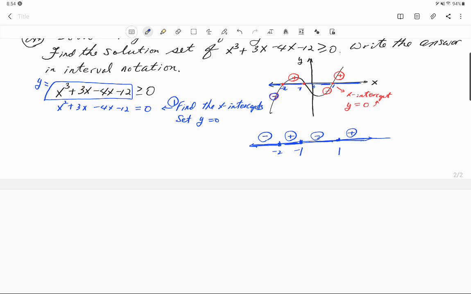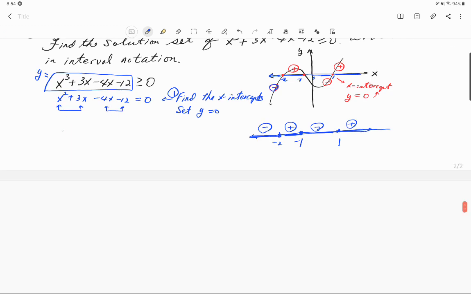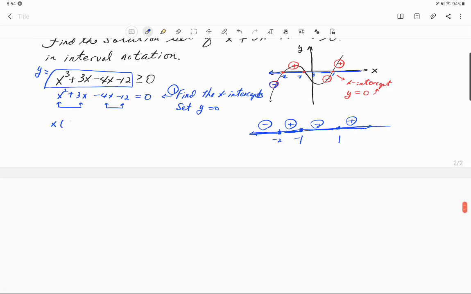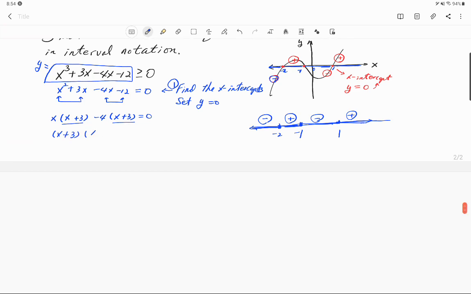Then from this, let's factor these 4 terms. Then maybe we can use grouping. So factor out x from these first 2 terms, then we have x plus 3. And then for the second group, factor out -4, then it will be x plus 3 equals 0. So here the binomial terms are the same. So this is the common factor. So factor this x plus 3.